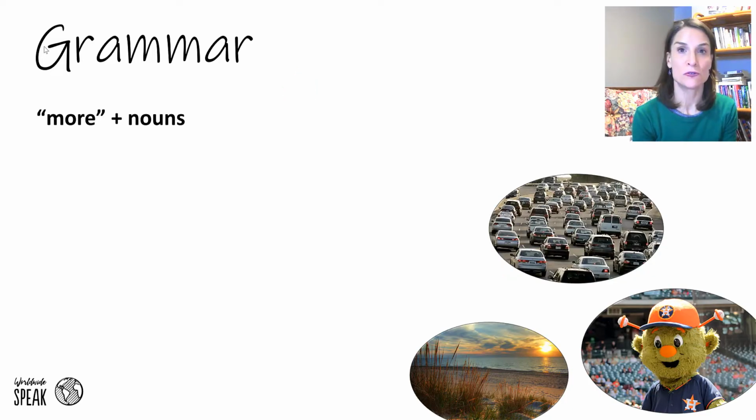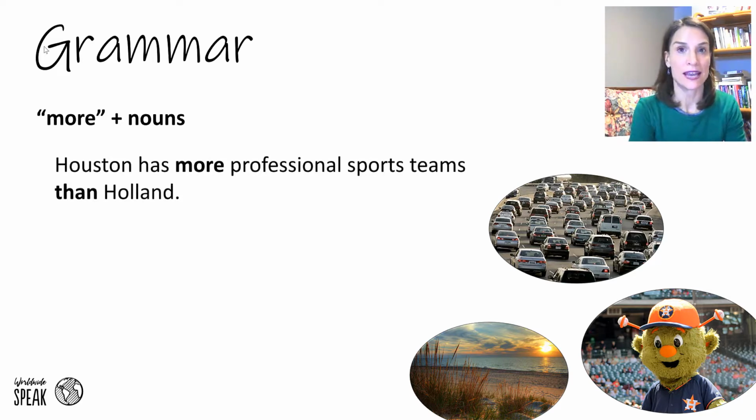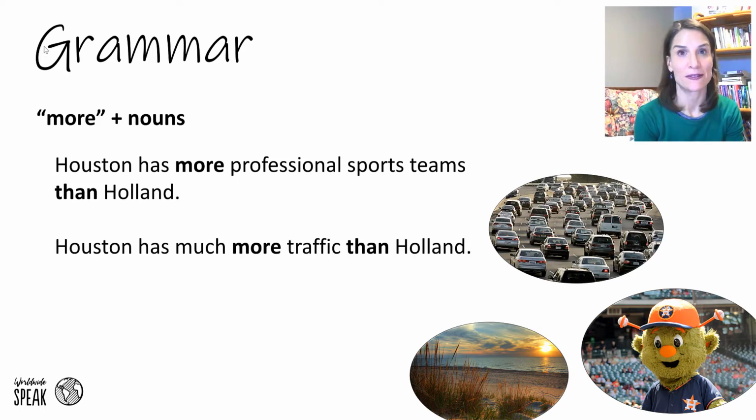Now we can also use more in front of nouns, and this can be very useful when you're writing and you don't want to use an adjective, but you want to say that there's more of something, like this. Houston has more professional sports teams than Holland. Houston has several professional sports teams. I'm actually not sure if Holland has any, but Houston has a few. So Houston has more professional sports teams than Holland. Don't forget than.